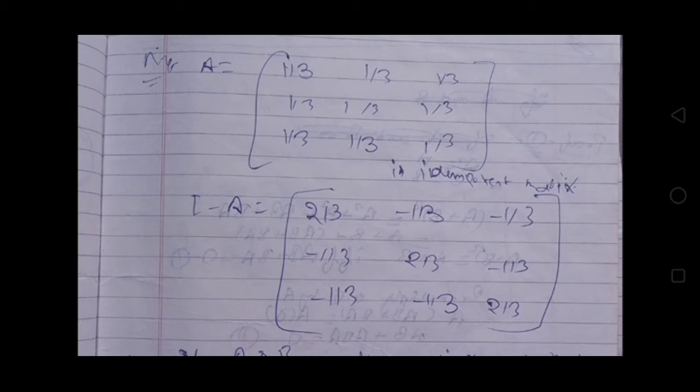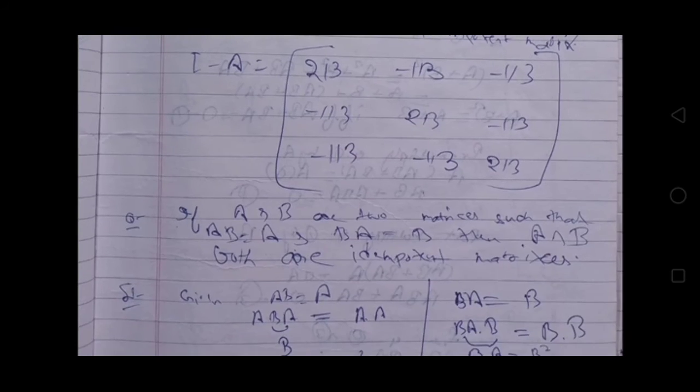Now see this another matrix, in which identity matrix minus idempotent matrix is equal to 2 by 3, minus 1 by 3, minus 1 by 3, minus 1 by 3, 2 by 3, minus 1 by 3, minus 1 by 3, minus 1 by 3, 2 by 3. You can clearly see that all the diagonal entries are like (n minus 1) divided by n. So this is a matrix of order 3 cross 3, that's why n is equal to 3. And all the other entries except the diagonal entries are like minus 1 by n.